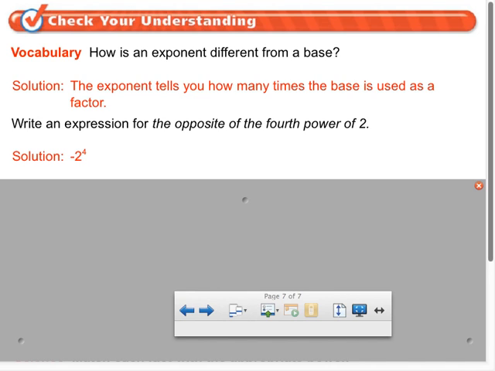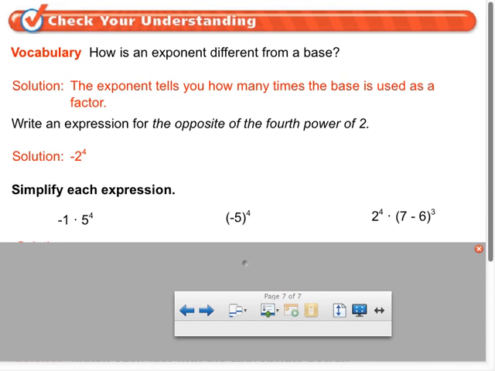So a lot of times students struggle with word problems because they're interpreting what the question is asking incorrectly. So, the opposite of the fourth power of 2. That's the problem where you don't have the parentheses around the base. Got it? And you treat it a little differently.